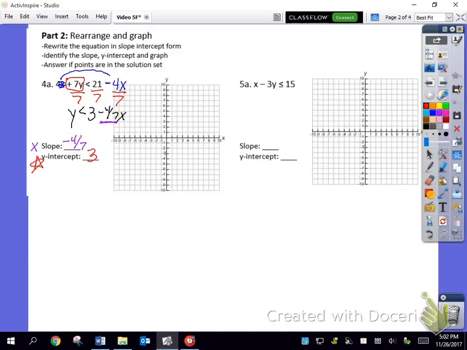And this is what you're going to do first, the y-intercept. So graph your 3, plot your 3. And then my slope tells me to go down 4 to the right 7. So down 4, 1, 2, 3, 4, to the right 7. 1, 2, 3, 4, 5, 6, 7.